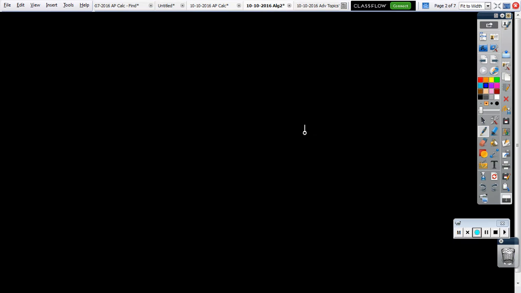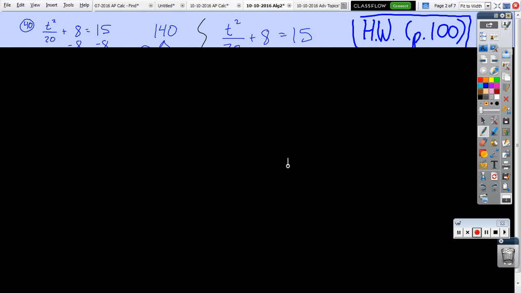I know it might be hard to see in the back, but 40 starts off as, and again, this is the homework, on page 100. Some of you may have struggled with this, but let's take a look at it. So we have t squared over 20 plus 8 equals 15. There are 2 primary ways to solve this. One way you might decide, okay, I can just get everything on one side and then solve for t squared, solve for t that way.